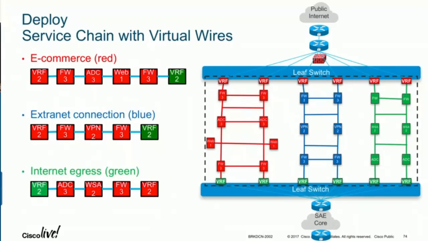So I wanted to get through this concept here. Okay, I've got 3 different chains. I've got my VRFs on the edges. This is an e-commerce chain. The one in the middle, the blue one, is an external connection, so it could be a cloud partner or customer, and then an internet egress chain on the right side. So 3 examples. The green would be terminating in the core of the Secure Agile Exchange, and the red's on the outside, so trusted, untrusted to trusted.